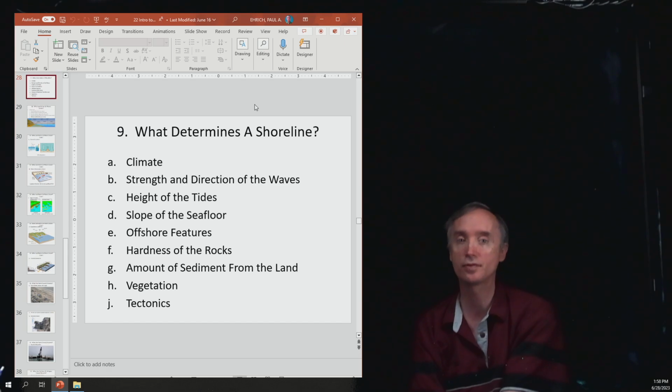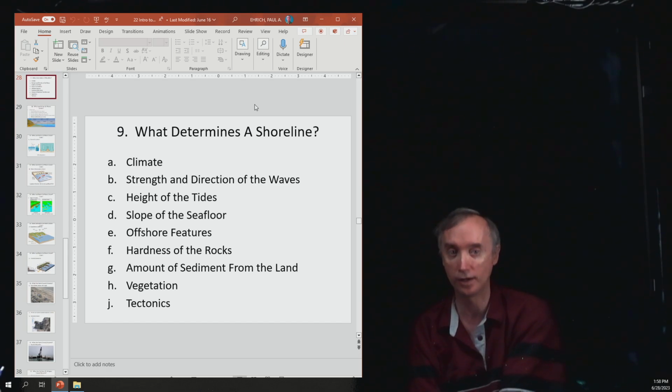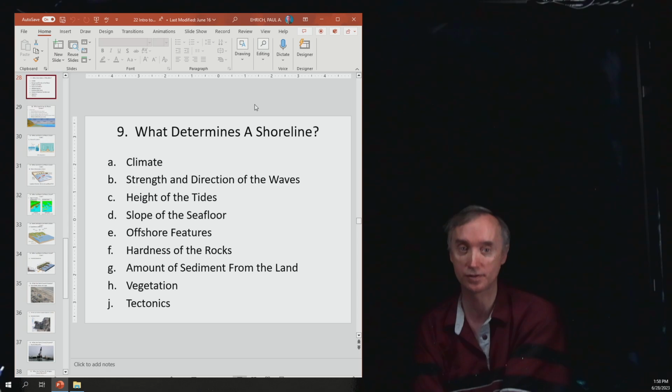Then you've got the strength and the direction of the ocean waves as they lap onto the shore. What is the height of the tides? What is the slope of the seafloor? Offshore features might be things like coral reefs or breakwaters that are further out to sea. What's the hardness of the rocks that the waves are pounding on? What is the amount of sediment that is being carried out to sea by the land? Maybe there's a river and a delta, and it's carrying material out to sea.